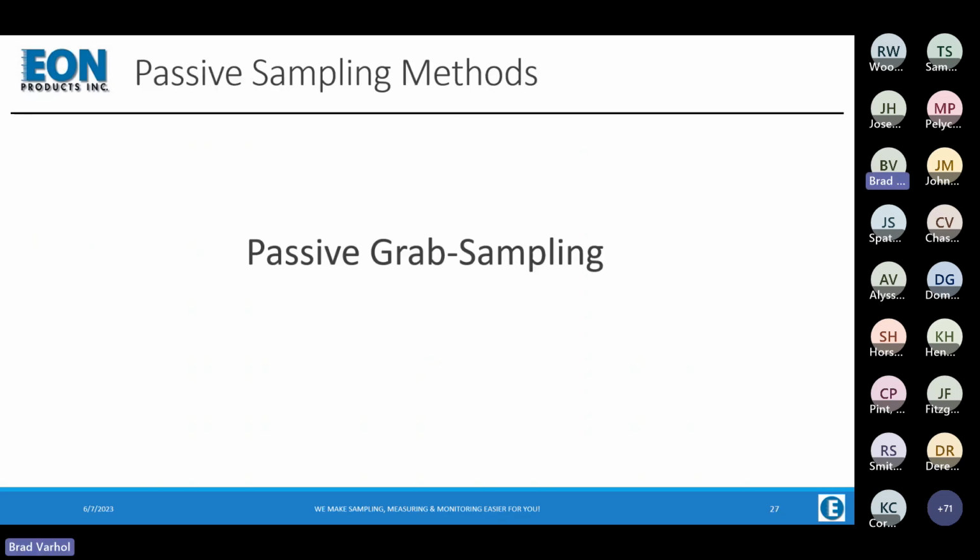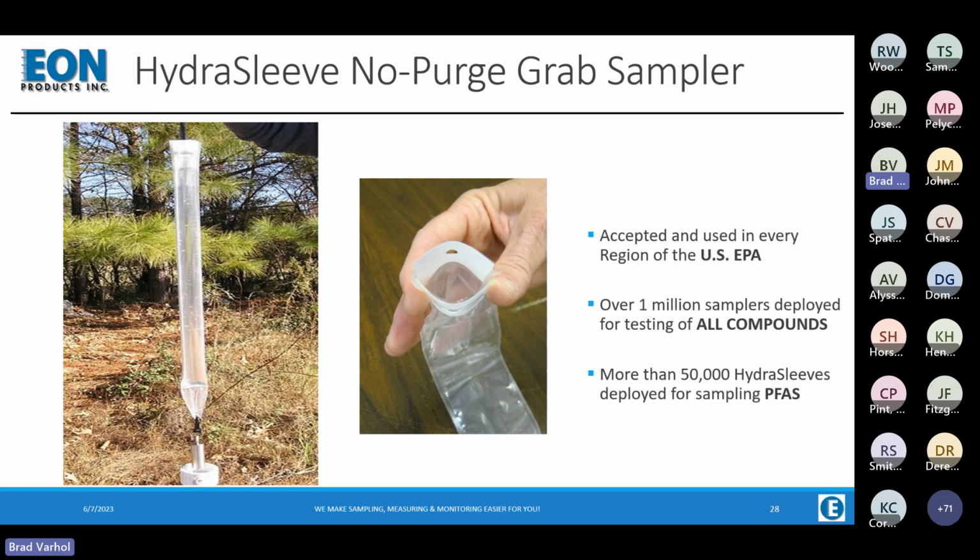So that's passive diffusion sampling. What about grab sampling? The hydrosleeve is a catchy name that most people have heard when they think about passive groundwater sampling. The photograph on the left is a hydrosleeve. It's just been removed from a well at a remote location, and it's full of sample water. The photograph on the right shows the top of an empty sampler.